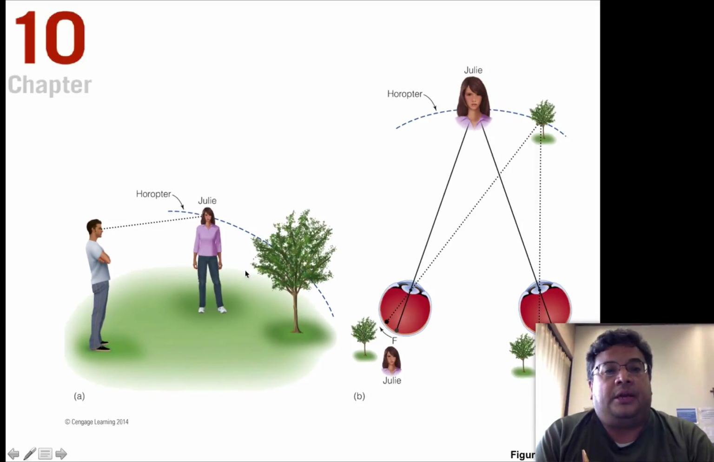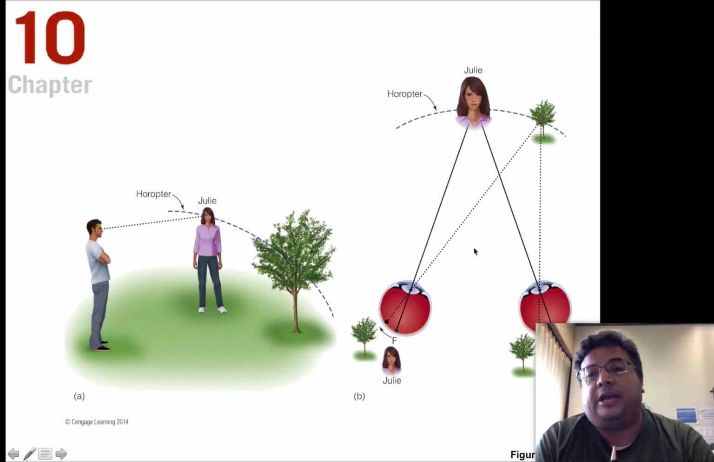Here's an example of the horopter. So this dude is checking out this chick here, Julie, and also this tree. Now notice that the tree and Julie are the same distance away from this guy. So if this guy swings his head around and scans along this dash line, any object that appears in that dash line is going to be in the horopter. Notice that if there was another person here and another tree here, that would be a new horopter, right? So this is the horopter at this distance here.